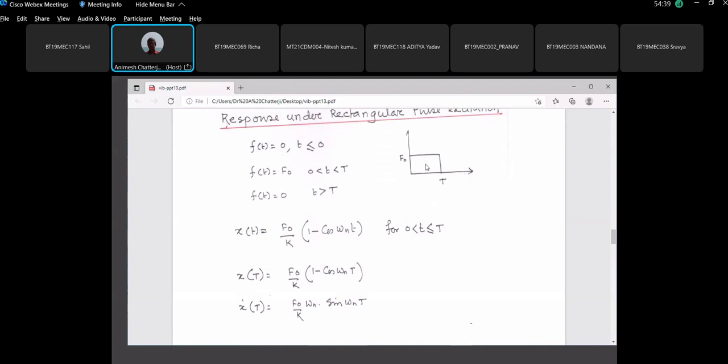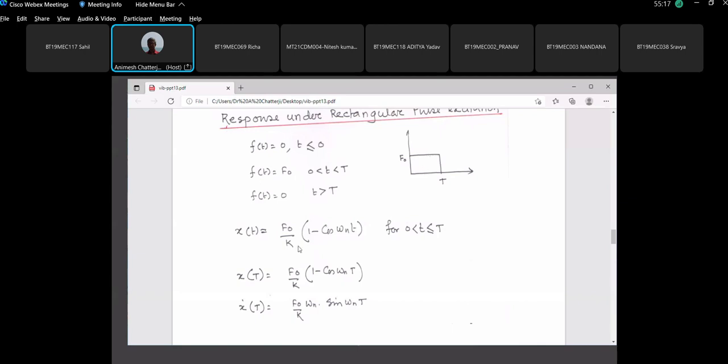This is in presence of force. This is in absence of force. So this will be free vibration. We can easily find out free vibration if we put the initial condition at t is equal to capital T. Whatever is the displacement, whatever is the velocity, that becomes initial condition for the second phase of response. But to find out displacement and velocity here, we have to know how response varies during phase one.